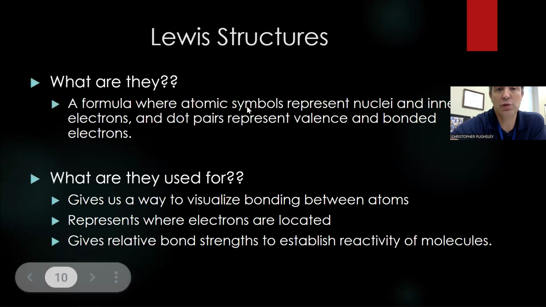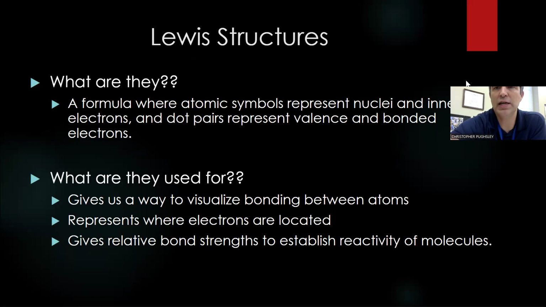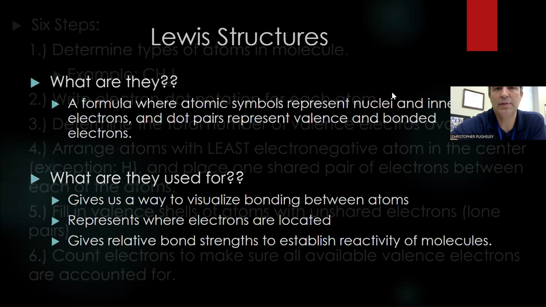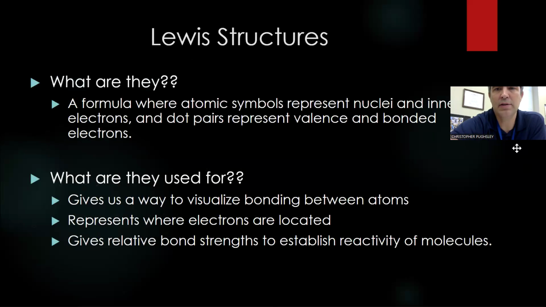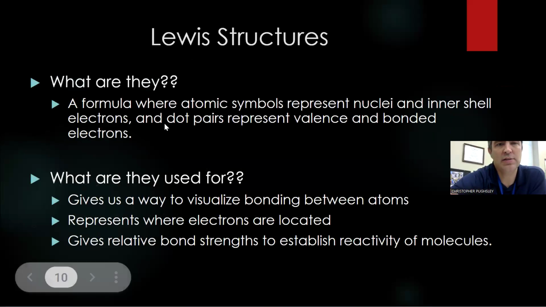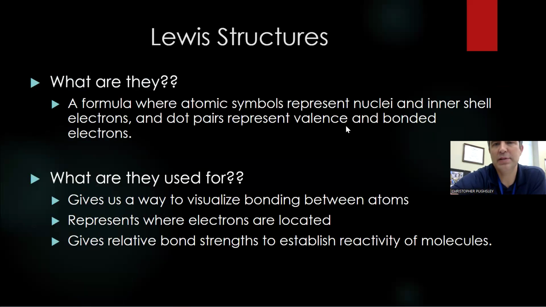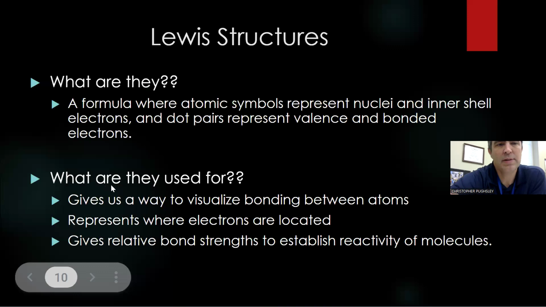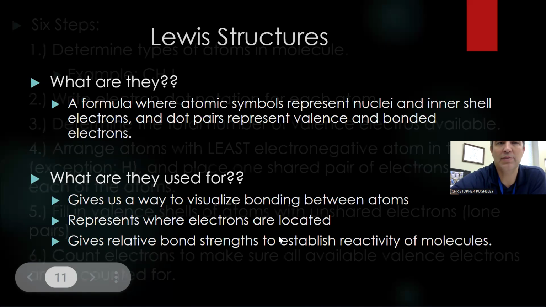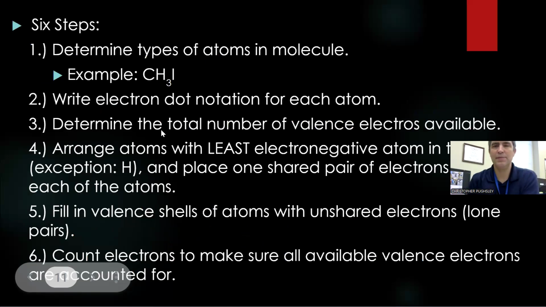So we're going to do these Lewis dot structures. I just did one, and so it's your turn to do some here. A Lewis dot structure is a formula where the atomic symbol represents the nuclei and the inner shell electrons, and the dots represent the valence and the bonded electrons. What are they used for? It gives us a way to visualize bonding of atoms, represents where electrons are located, and gives relative bond strengths and reactivity of models. There are steps to do this.